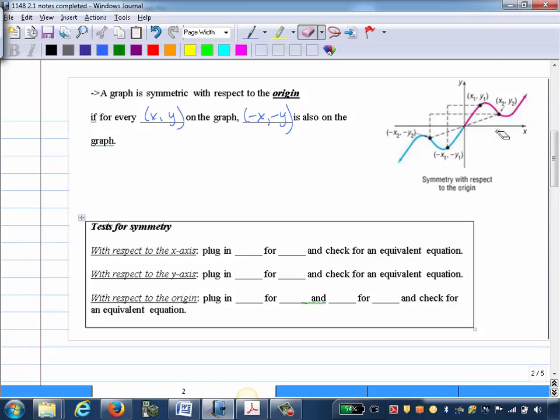So if we look at this picture, here's a point (x1, y1). The corresponding point (-x1, -y1) is also on this graph. We can see symmetry with respect to the origin is a rotational type of symmetry.